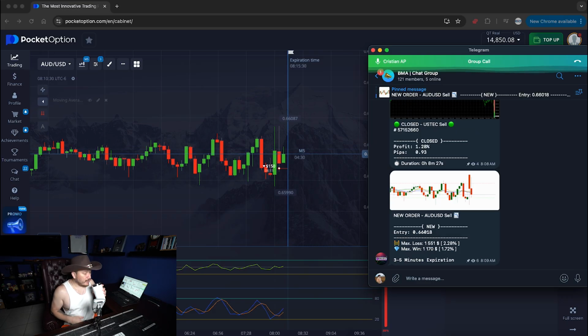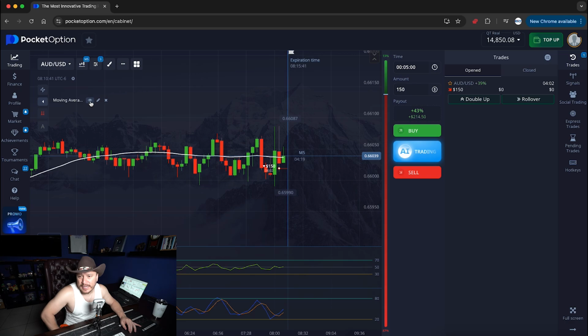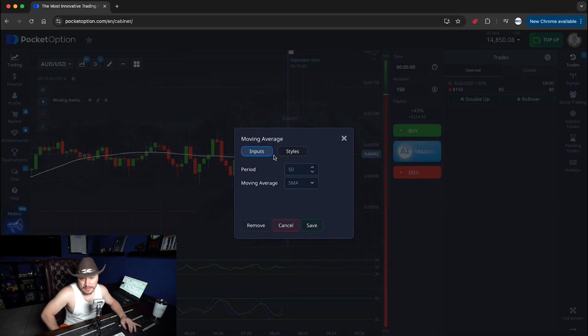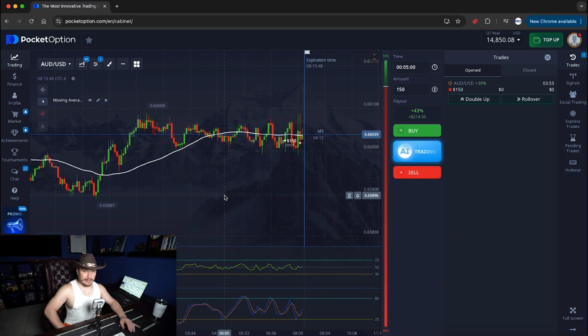As simple as that. One thing that I always recommend you to do is to go into your indicators and add a moving average on the period of 50. Why is that? That way you can have an idea of the trend. If it's a downtrend and it's a sell position, then you're good to go. If it's an uptrend and you're looking at a sell position, then I would actually look for a better opportunity. Always go with the trend.